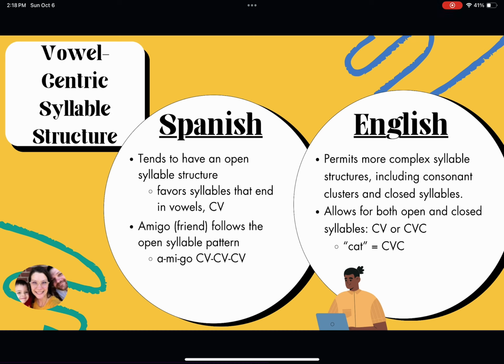In summary, Spanish syllables are generally simpler, with fewer consonant clusters and a preference for vowel final structures, including consonant clusters and closed syllables.